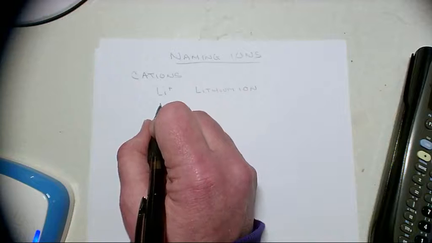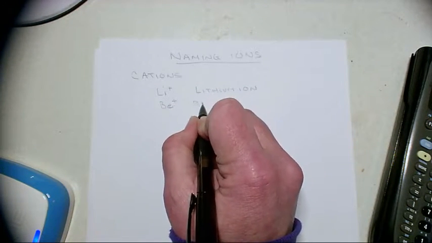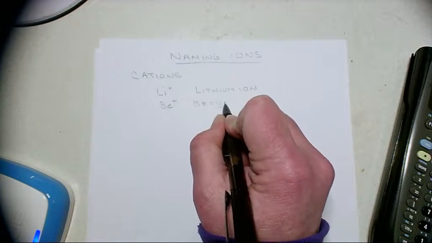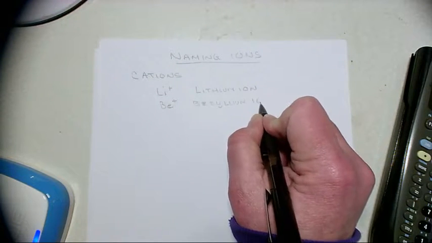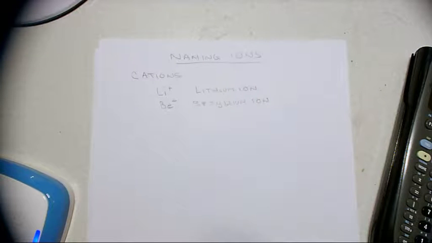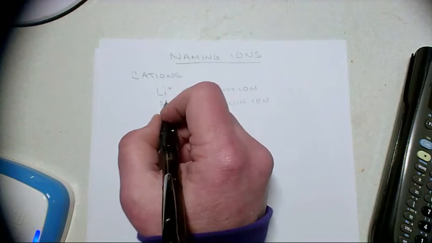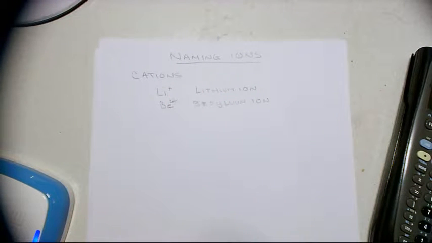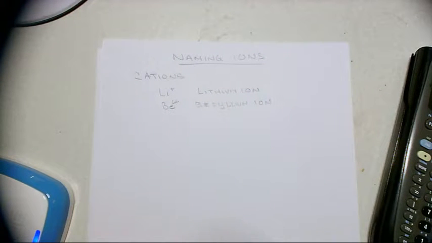Let's do the same for beryllium. Beryllium is 2+, and it would just be the beryllium ion. Easy enough. So you just take the name, you add ion, and it's all set. The reason for that is because those charges don't change. Therefore, we can just simply say it's an ion, and anybody can look at the periodic table or just know what the charges are, and they're off to the races.